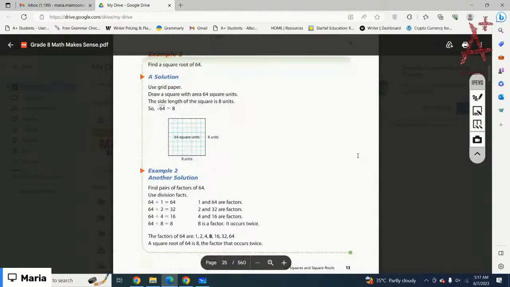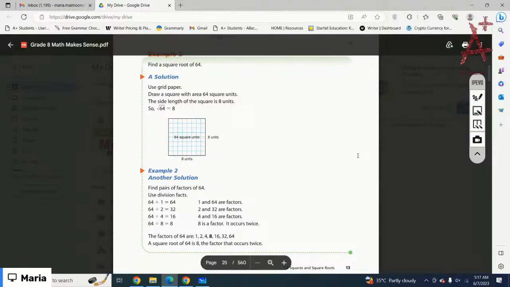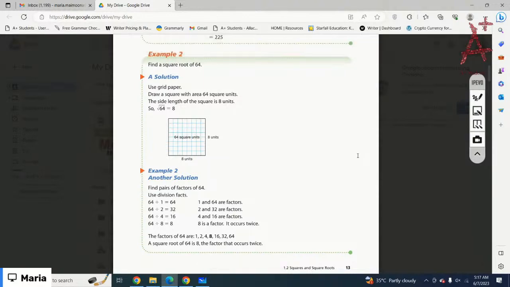Okay. Find a square root of 64. Got it. Draw a square with area 64 square units. How do you draw a square with 64 square units? You can see you have 8 squares like this in a horizontal row, and 8 in a vertical. That means 8 times 8 makes 64. So 8 is the square root of 64. Got it?